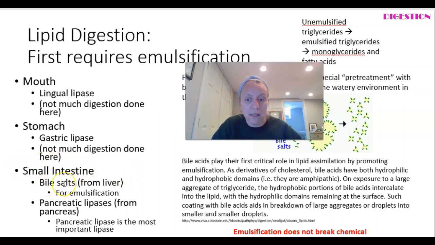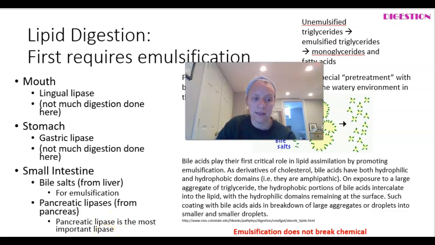We get the bile salts from the liver. Remember, the liver produces the bile salts. Gallbladder stores and concentrates bile. Okay, that's for emulsification purposes. Then the pancreatic lipases are really the enzymes that do the work here. Notice that there are no brush border enzymes for lipids. Okay, so pancreatic lipases coming from the pancreas are going to break apart the triglycerides.